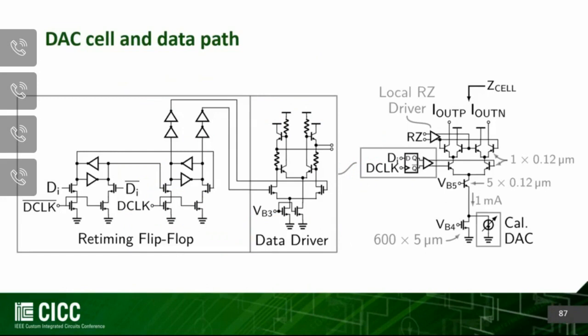And this is the data path showing the flip-flop on the left, followed by a CML data driver. So this structure is what you see here, and here is the actual current steering pair. So we have here the current source, which is calibrated. This is a cascode. These are the switches, and these are the switches for doing the return to zero, as we have discussed.